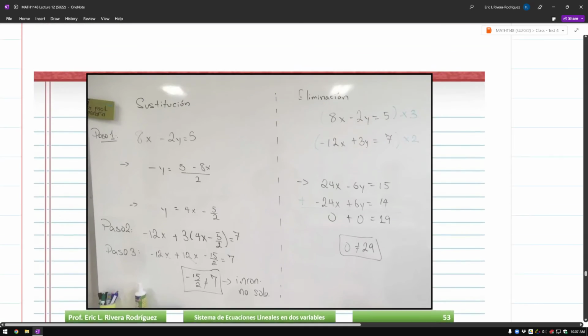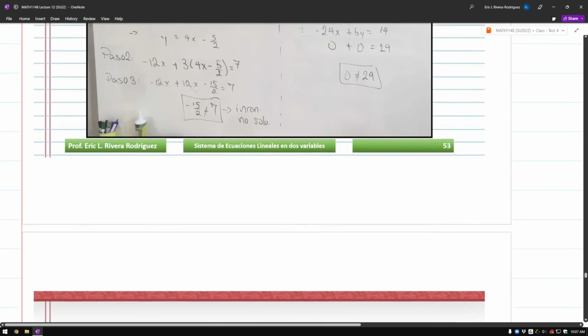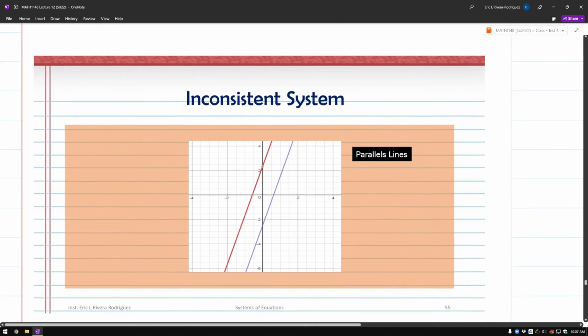So if you see something in Spanish, just omit it. It is not part of our class. Yeah, go ahead.